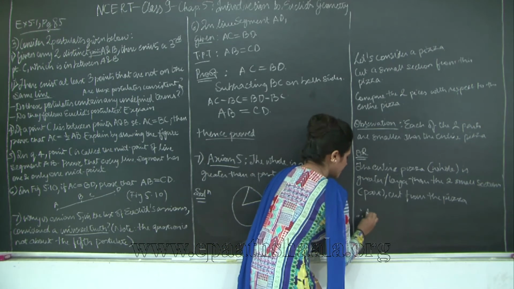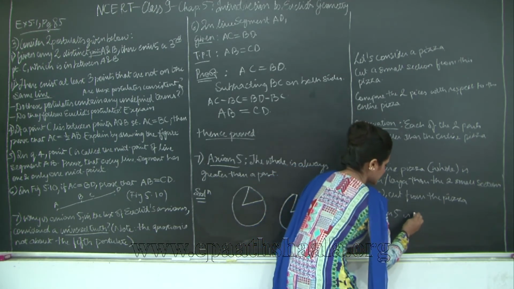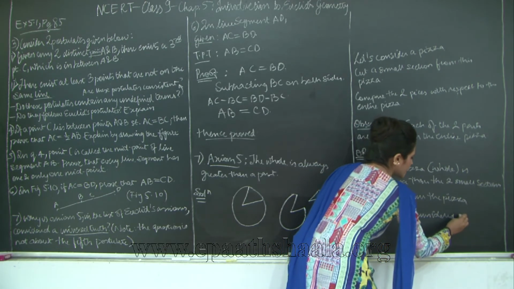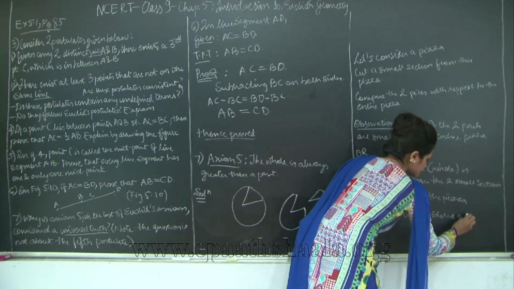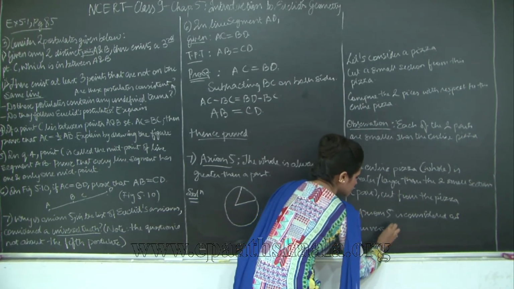Therefore, axiom 5 is considered as universal truth.